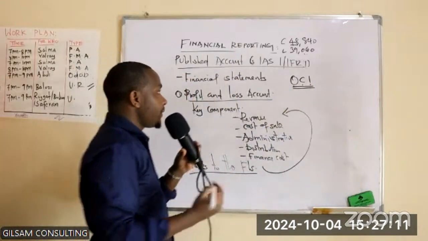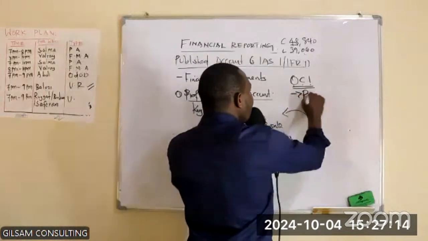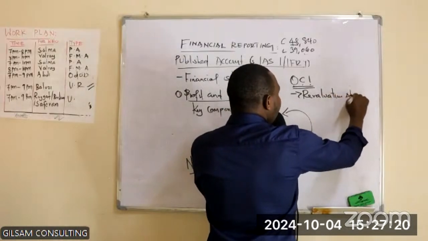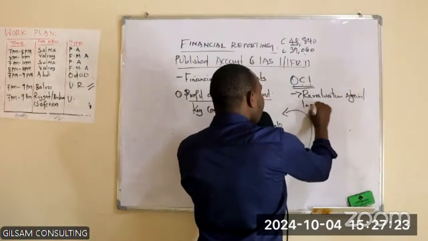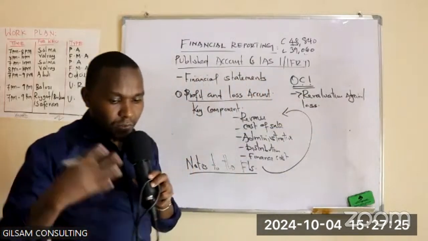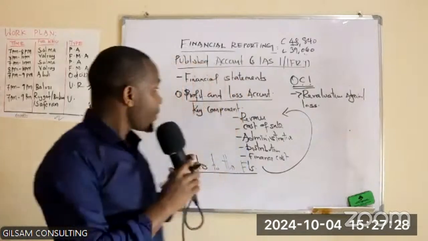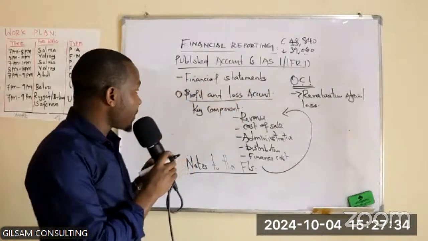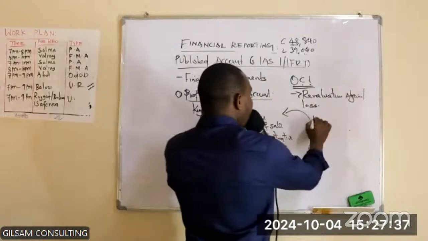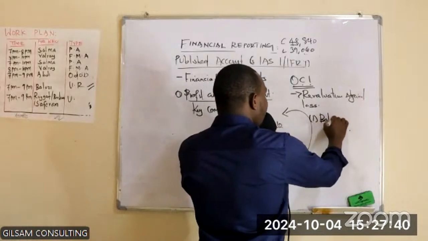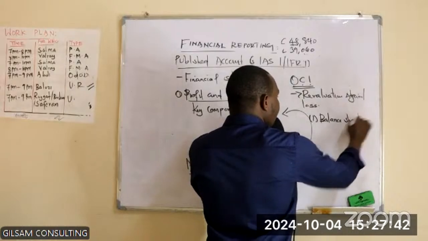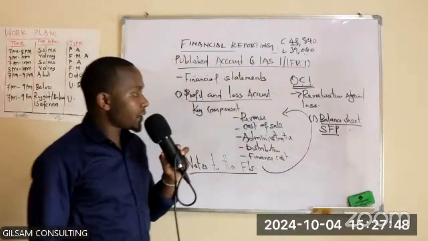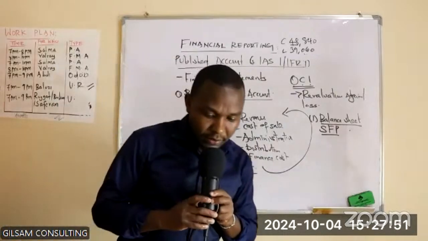This other comprehensive income might be the revaluation gain or loss. Once we are done with that, then we can prepare another statement. Remember, we said we have the financial statements. So another statement is the balance sheet, or SFP, the statement of financial position.